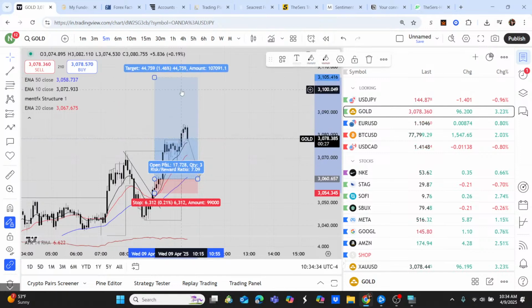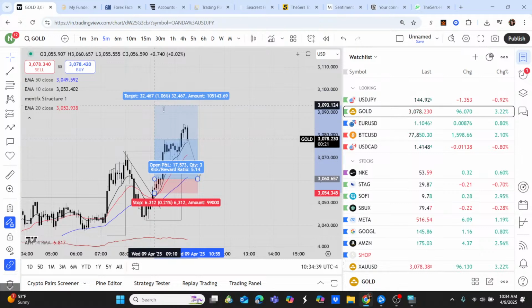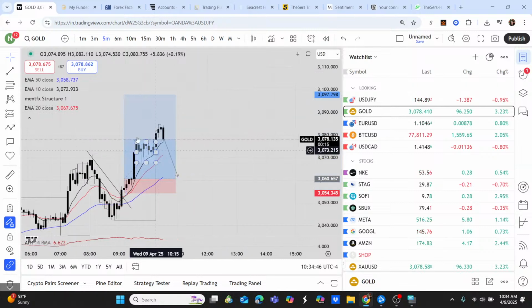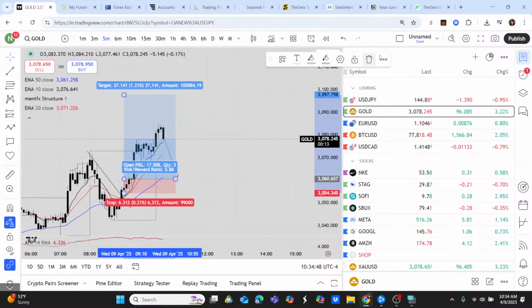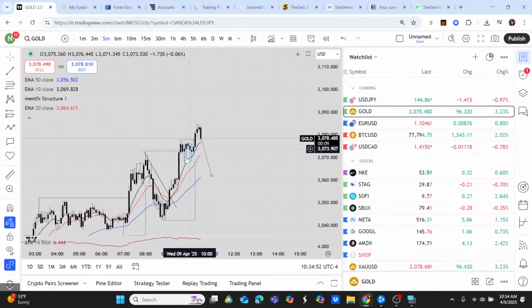Now the way you need to think about it is if you end up making a 6R gain, 3R gain, 2R gain. Let's just say you make a 6R gain. That 6R gain pays for the next six losses. It doesn't mean that you're going to get six losses next time. It just means it pays for it.